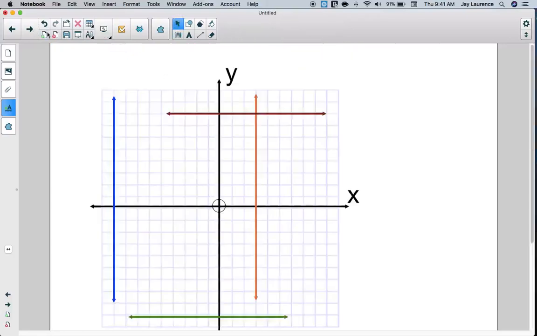All right, a couple more problems to check out. Here we have 4 lines. We've done this in class. I want you to tell me the equations of those 4 lines, okay? Go ahead and pause the video, see if you can figure it out.